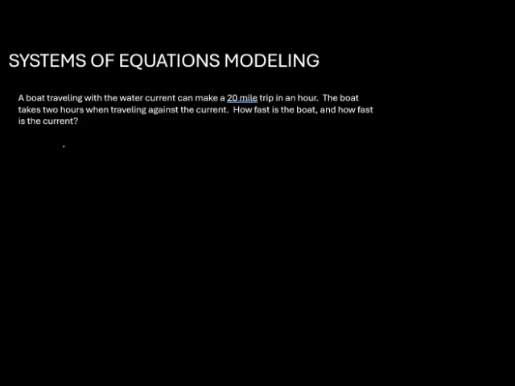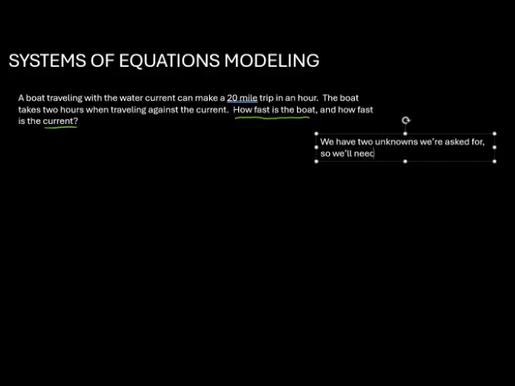Let's try to pick some letters to go with the concepts mentioned in this question. We are asked about the boat speed and also asked about the current speed. Because we have 2 subjects to this question, we'll need 2 letters. We don't know either one of them, so we'll need to write 2 equations. We'll begin by writing the boat speed as letter B. And we'll write the current speed as letter C.